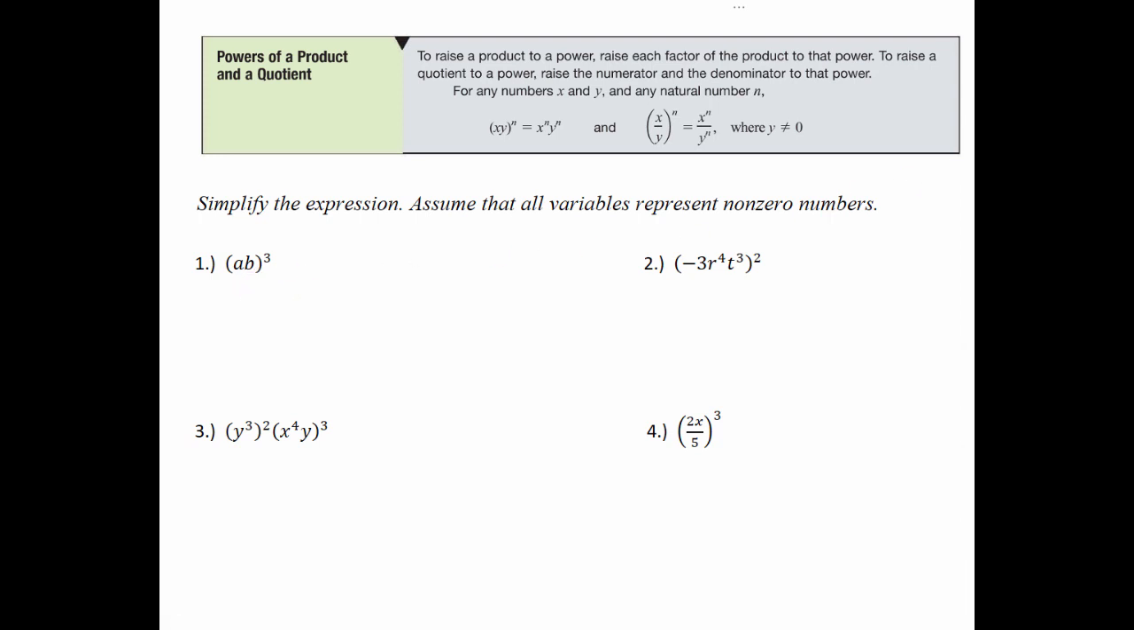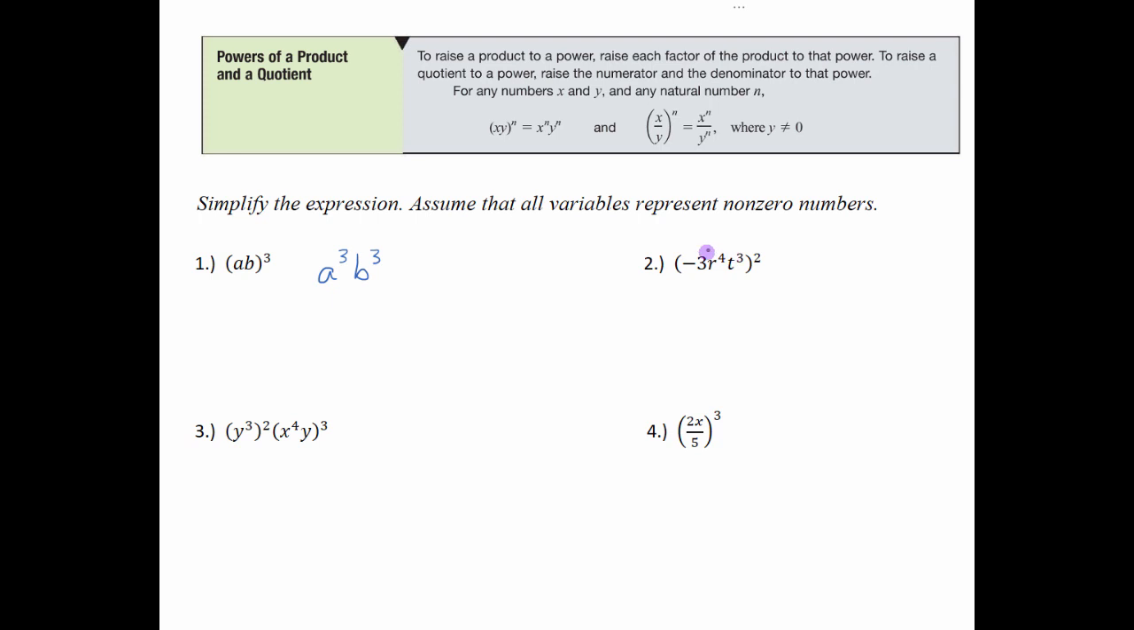I have here ab to the 3rd power. Both a and b are being multiplied. So both a and b are being raised to the 3rd power. So it's a cubed b cubed.